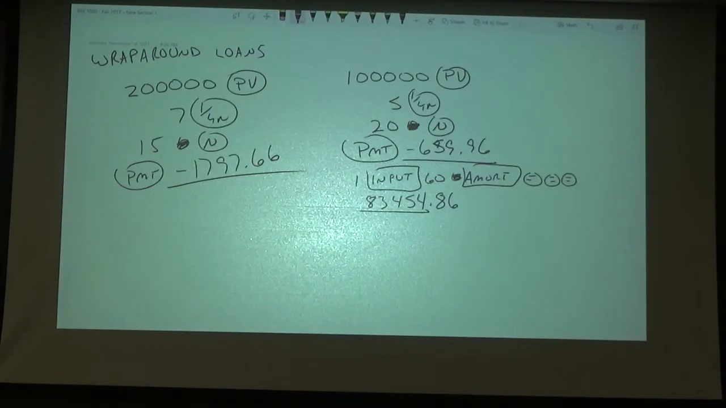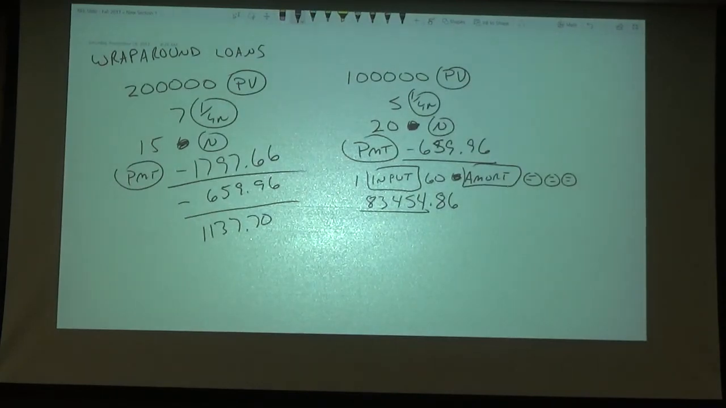Now what we've got to do is find out what the difference is between the two payments. Okay, so let's do that. So the 1797.66, subtract out the 659.96. And we get 1137.70 as the difference. Okay?